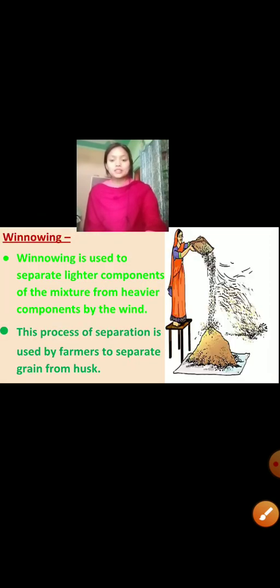Next method is winnowing. What is winnowing? Winnowing, it is also generally used by farmers. So in this process, heavier impurity and lighter impurities can be separated. Means lighter impurities can be separated from heavier grains using the wind. So this process is known as winnowing.